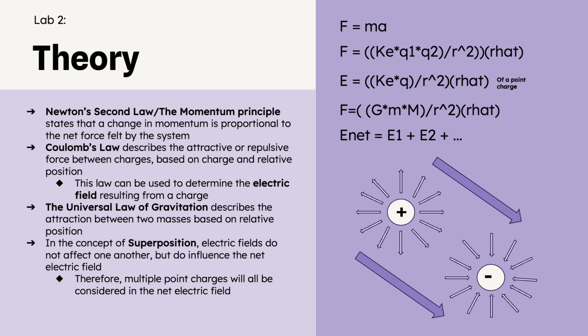And the concept of superposition, which means that electric fields do not affect one another but do influence the net field. Therefore, multiple point charges will all be considered in the net electric field. And here's a little diagram showing a net electric field, the direction of a positive and negative point charge.